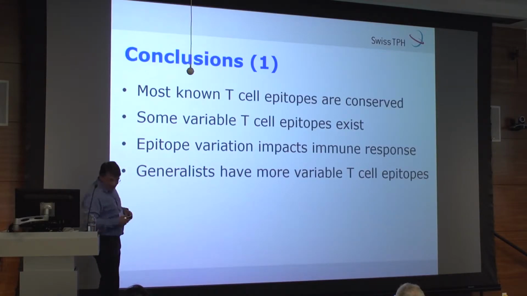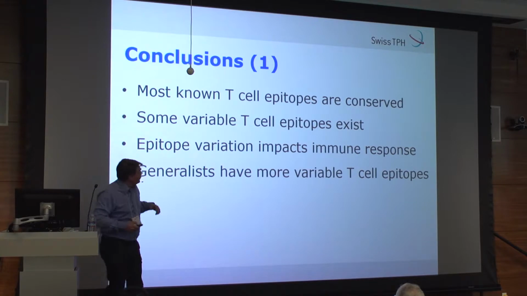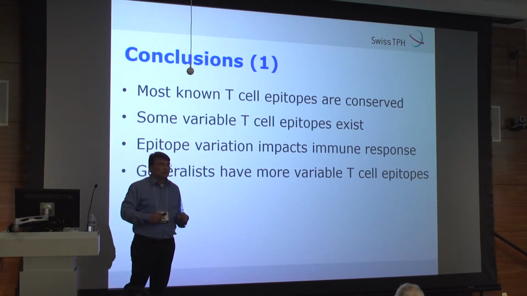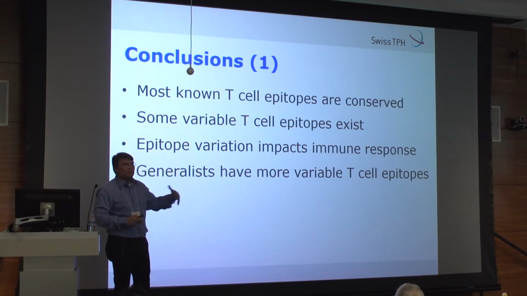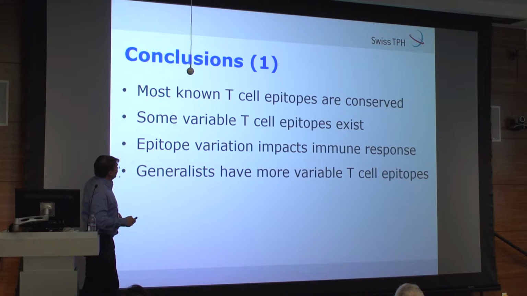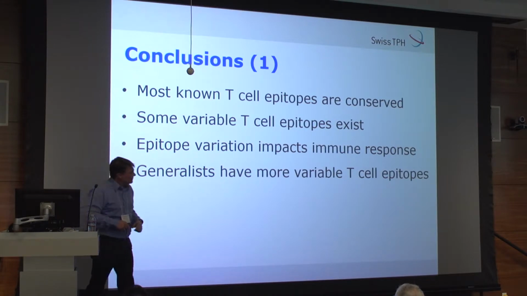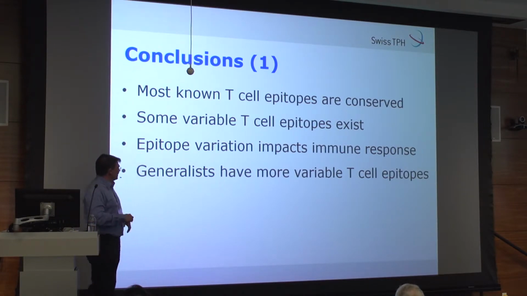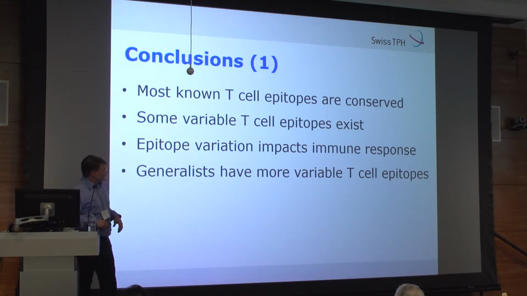So with this, I would like to summarize the first part of my talk. The majority of T-cell epitopes are highly conserved in Mycobacterium tuberculosis. That's contrary to most other pathogens. But there are some T-cell epitopes. The epitope variation seems to impact the immune response, and the generalists have a slightly higher proportion of variable T-cell epitopes.